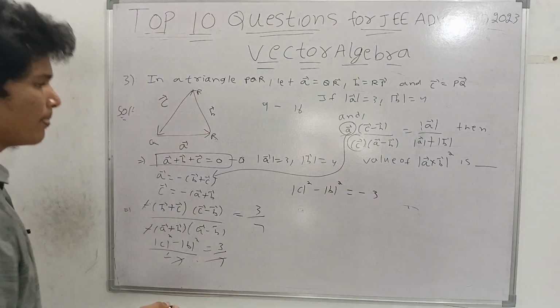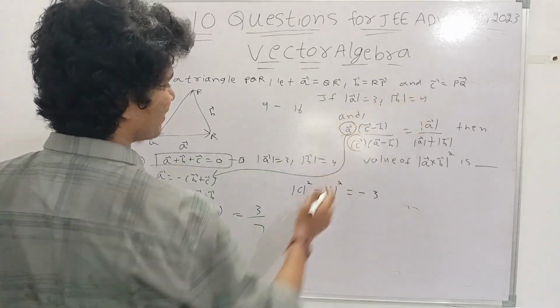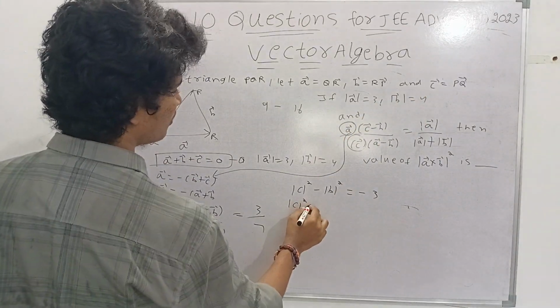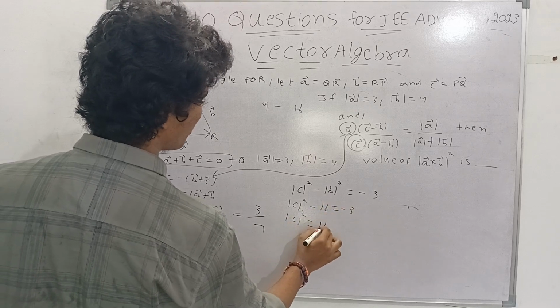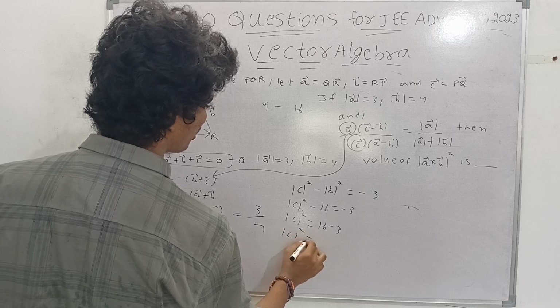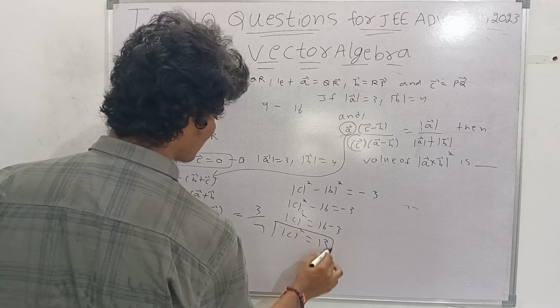Now we know the magnitude of B square. What is the magnitude of B square? It is 4 square, that is 16. C square minus 16 equal to minus 3. Magnitude of C vector square equal to 16 minus 3. It is equal to 13. This is an important step.